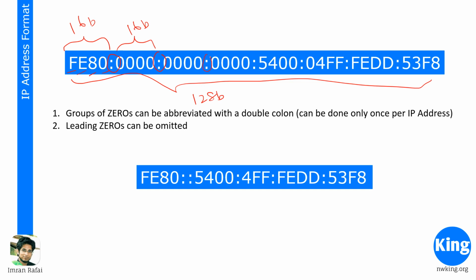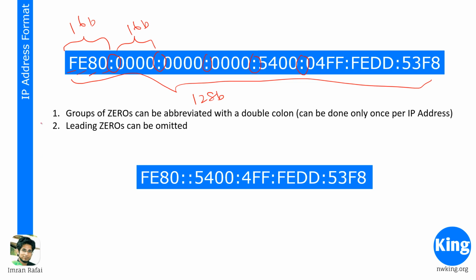Every 16-bit group is separated using a colon, right? IPv4 was separated using a dot, in dotted decimal form, but here it's hexadecimal. So 4 hexadecimals colon 4 hexadecimals colon 4 hexadecimals colon. That's how it is. Now, it's not easy to remember an IP address this long, so there are some rules through which you can shorten the IP address.